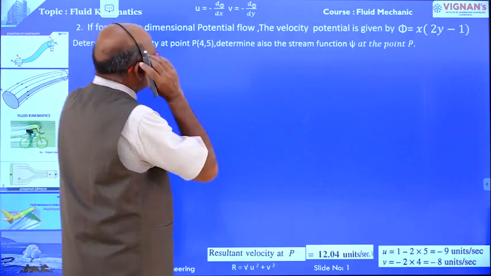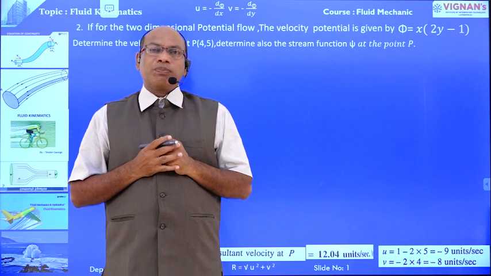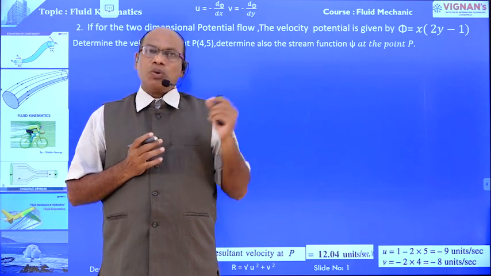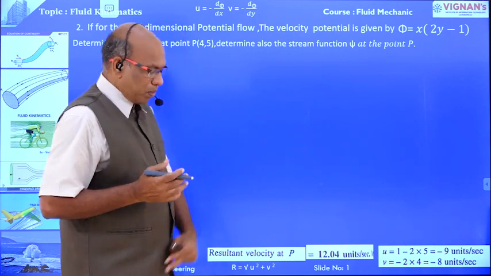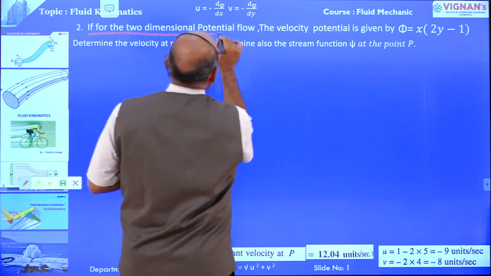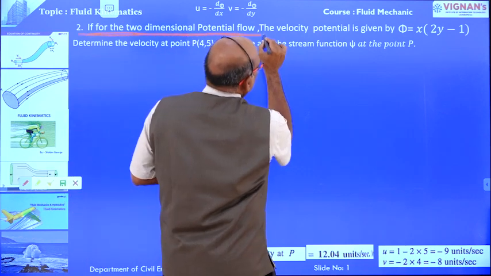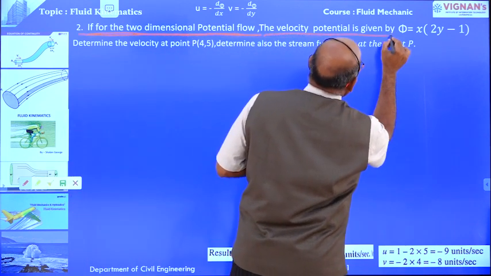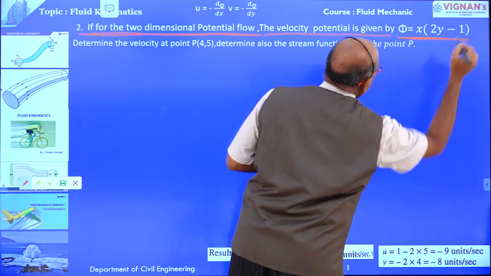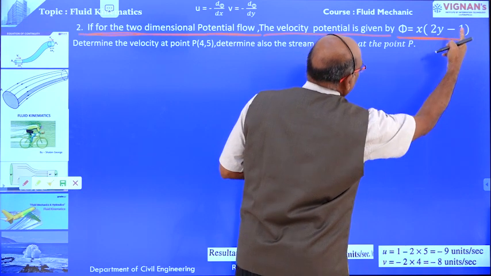Right. We are going to discuss one more problem related to the stream function. What is the problem? For two-dimensional potential flow, the velocity potential is given, phi equal to x bracket begin 2y minus 1.